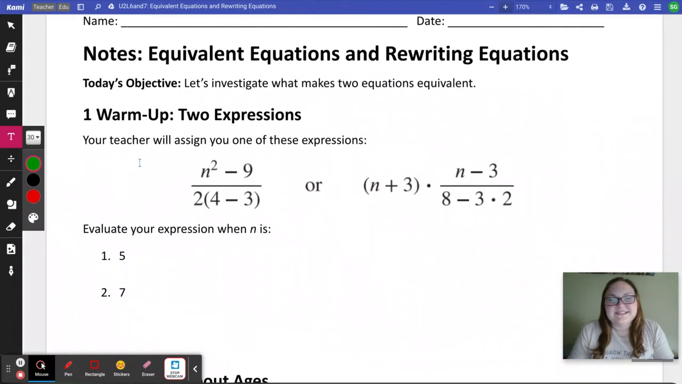on two expressions. It says your teacher will assign you one of these expressions for when we did this in class, but what I'll have you go ahead and do is pause the video and evaluate these two expressions when n is 5 and when n is 7. When we say evaluate the expression, it means we're going to take that 5 and replace n with 5 in this expression, and also replace n with 5 in this expression and see what it ends up equaling. So we'll get to do some math.